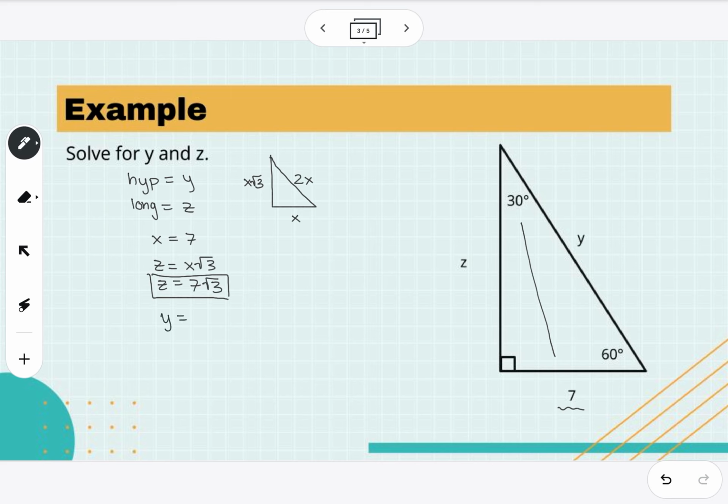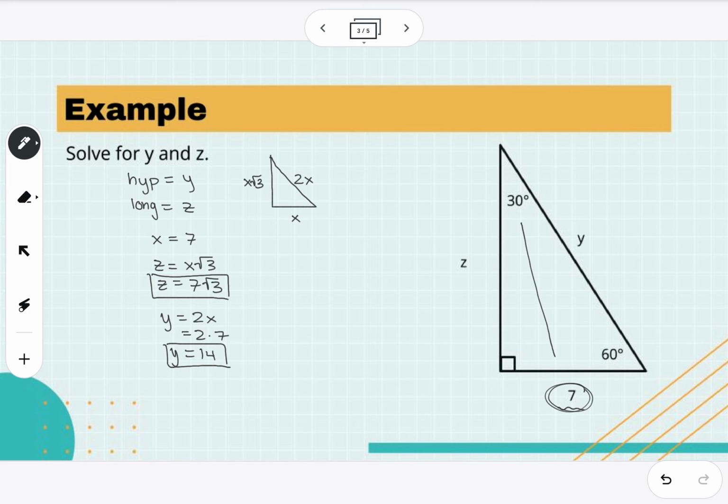Y, that's my hypotenuse. That's represented by 2 times my shorter leg. 2 times 7 is going to give us 14. So y equals 14. So all we're doing here is using this theorem as a shortcut to help us determine missing sides based on just one of those sides. When you know your shortest side, you can literally just take that value and plug it into x rad 3 or plug it into 2 times x. It gets a little more complicated when you're given the longer leg or the hypotenuse, so that's what we'll do in the next couple of examples.